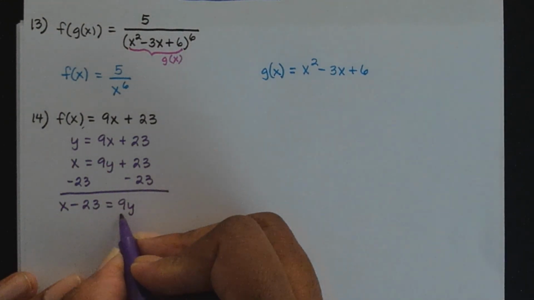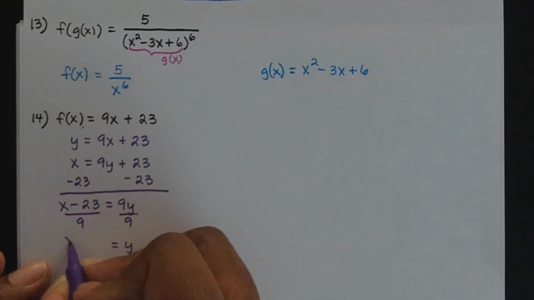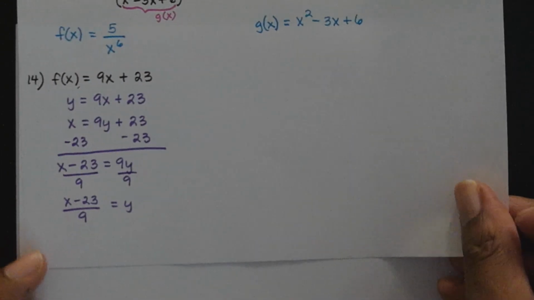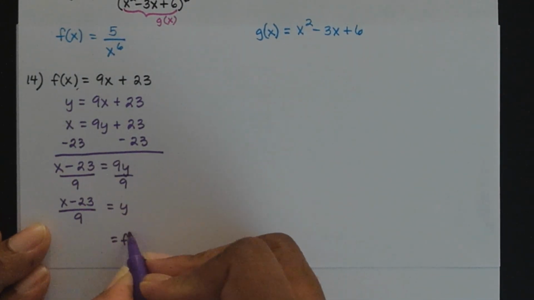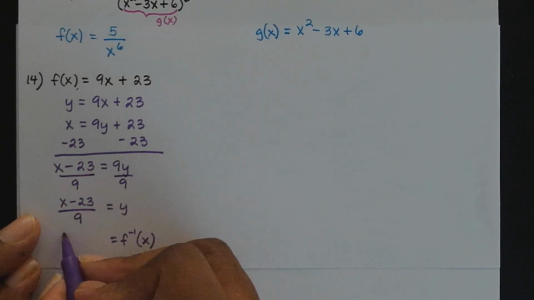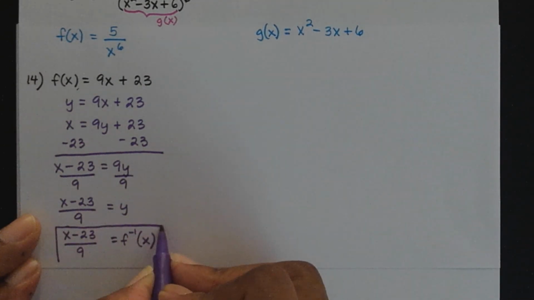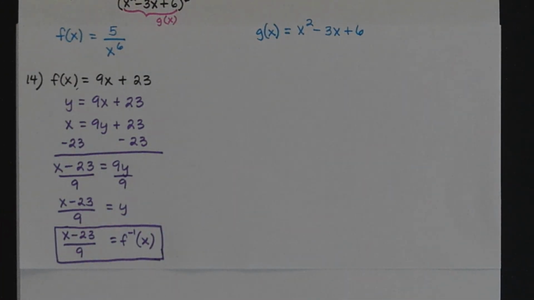Now to solve for y, we're multiplying by 9. We divide both sides of this equation by 9. So that means y is equal to x minus 23 over 9. Then the final step would be to replace this y with the f inverse of x notation. So f inverse of x would be x minus 23, and the whole thing divided by 9. Are there any questions about problem number 14?